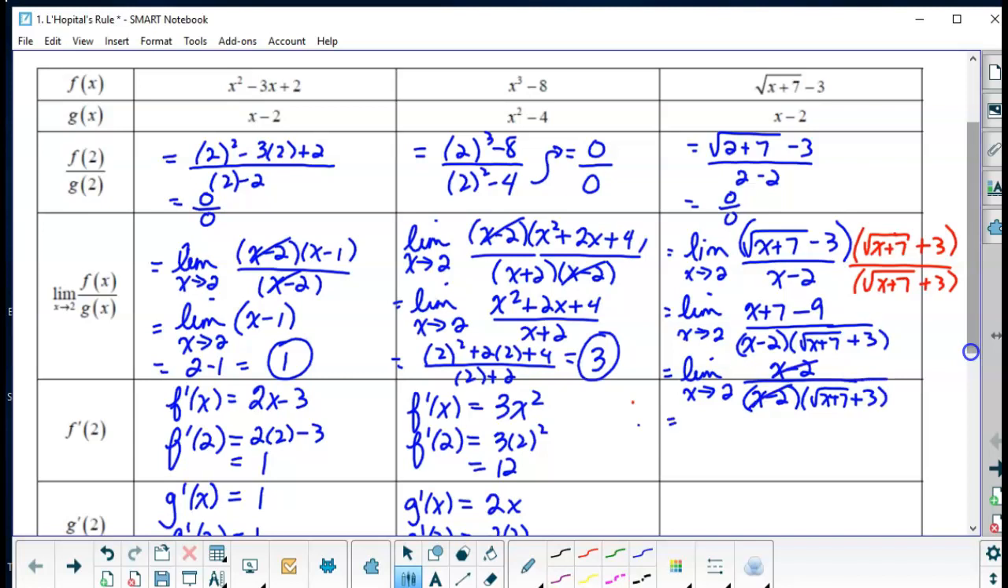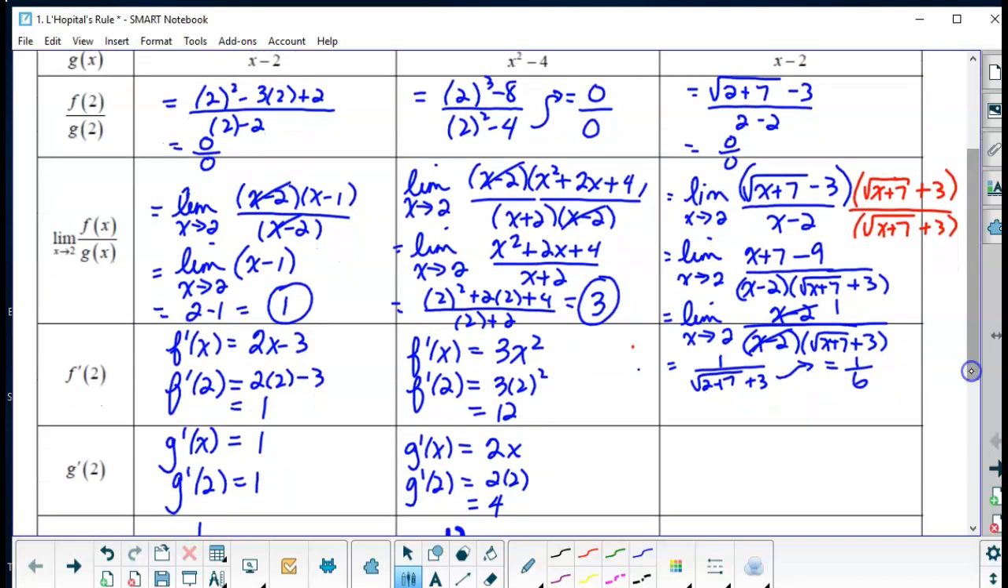I'm taking up a lot of space here. So that's going to leave you with a 1 up top. Now I'll substitute in. So 1 over root 2 plus 7 plus 3. And that's going to be 1/6. Okay? So I did take up a fair bit of space there. I needed to give you more space in this chart.